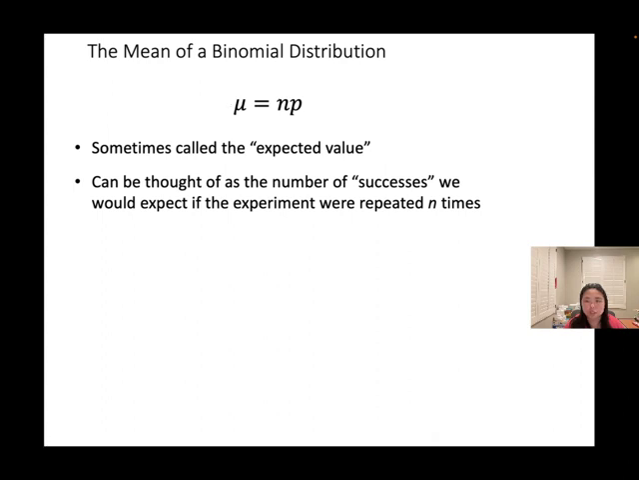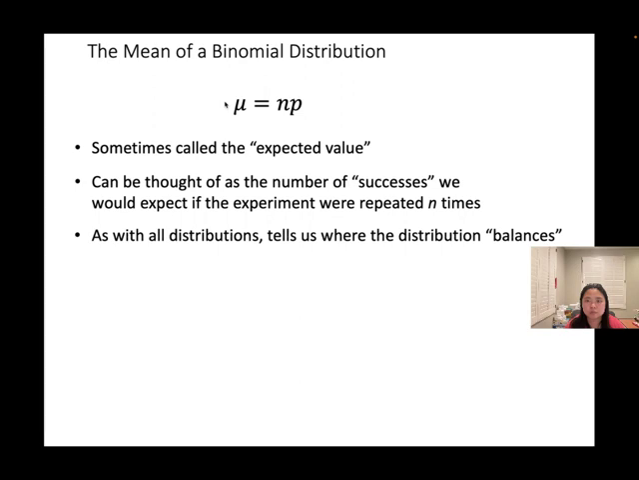It can be thought of as the number of successes we could expect if the experiment is repeated n times. As with all distributions, it tells us where the distribution balances. Okay, expected value.